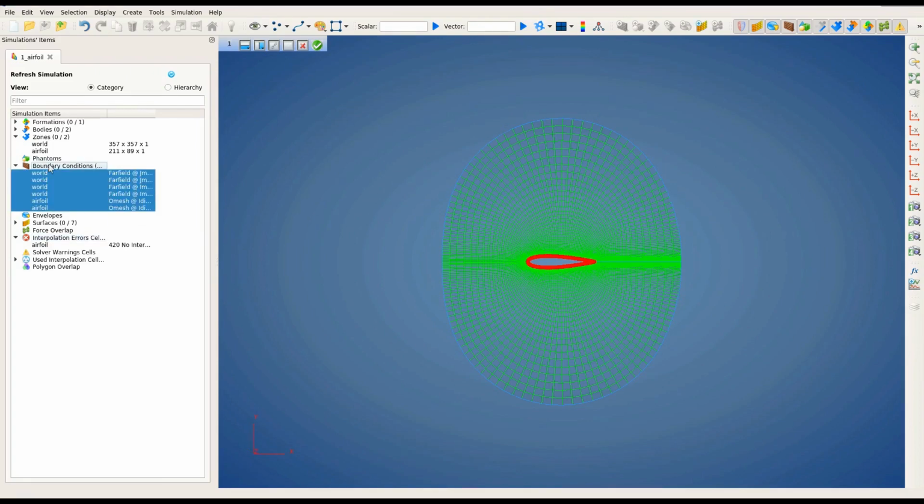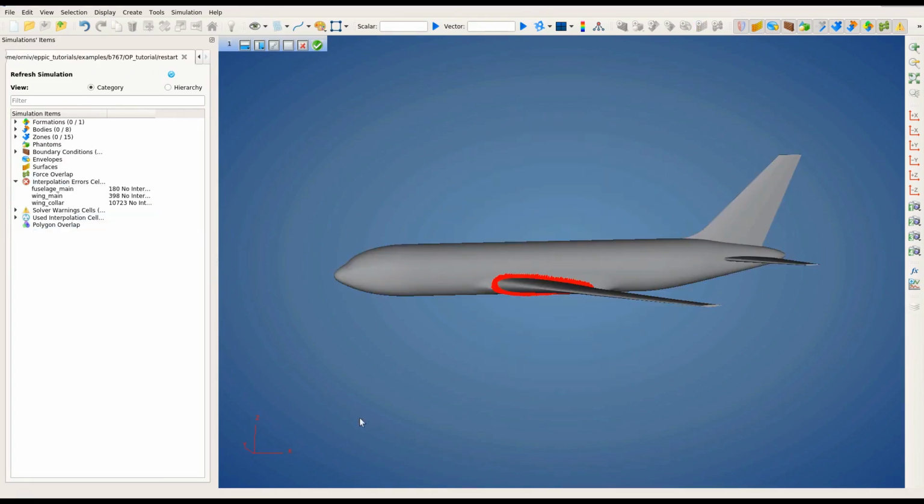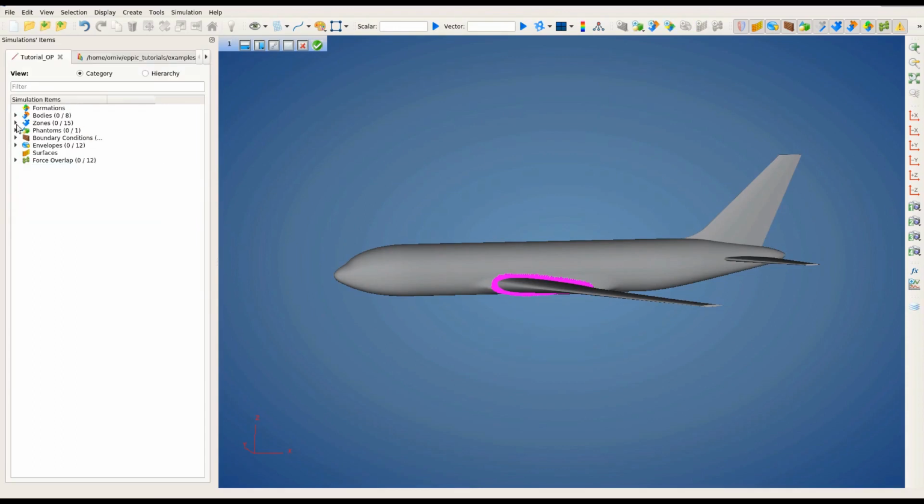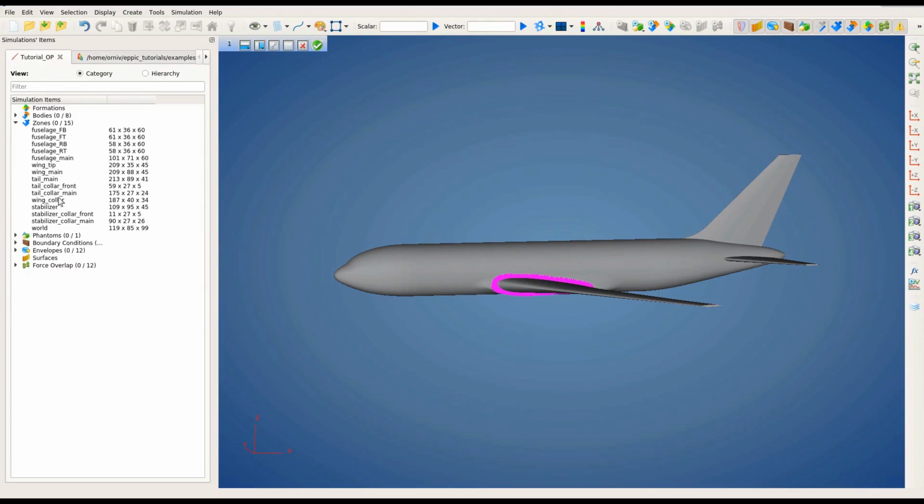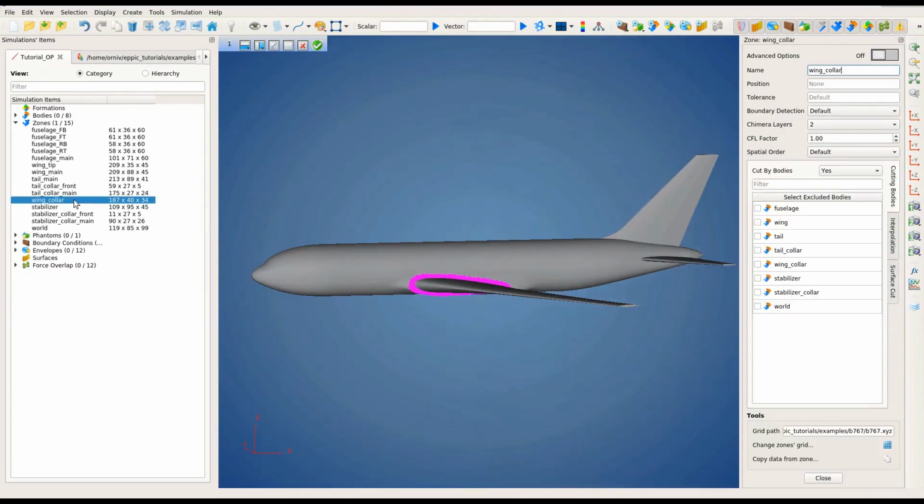In this next case, we can see there are interpolation errors around the wing collar. Looking into the wing collar zone in edit mode, it appears interpolation errors occurred because the cut by bodies option is enabled for this zone.